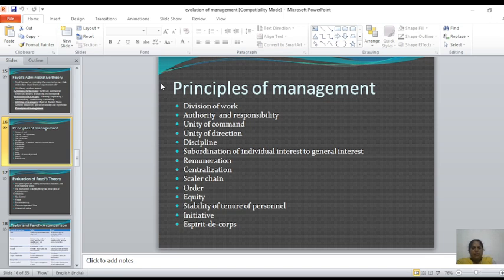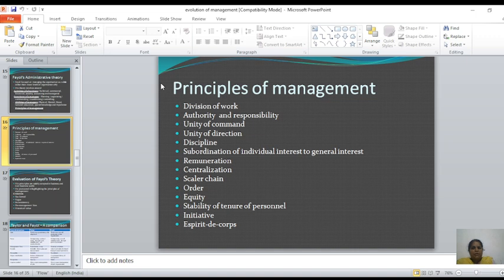What is the next one? Discipline. What is this? This defines obedience to the rules and regulations of the organization. For example, an employee must be disciplined to work effectively and efficiently. Next, unity of command. If an employee gets orders from two superiors at the same time, then the principle of unity of command is violated.